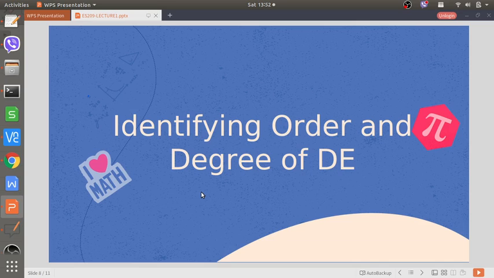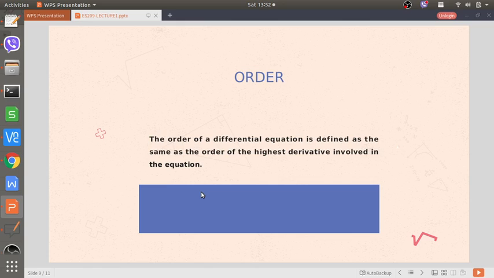So, let's start with our fourth objective. The fourth objective for today's discussion is identifying the order and degree of a differential equation. So, first, what is order? The order of a differential equation is defined as the same as the order of the highest derivative involved in the equation.